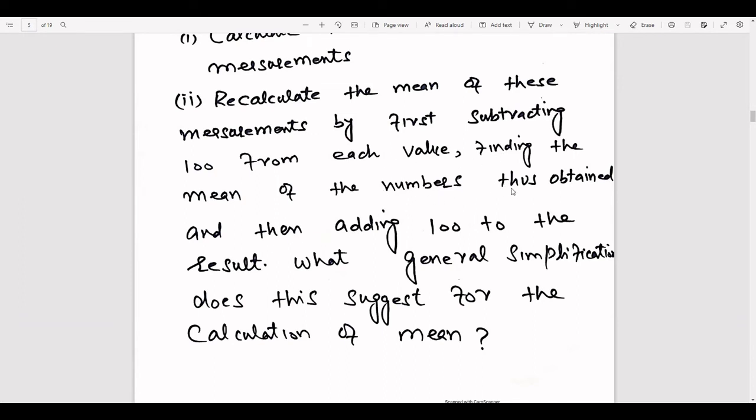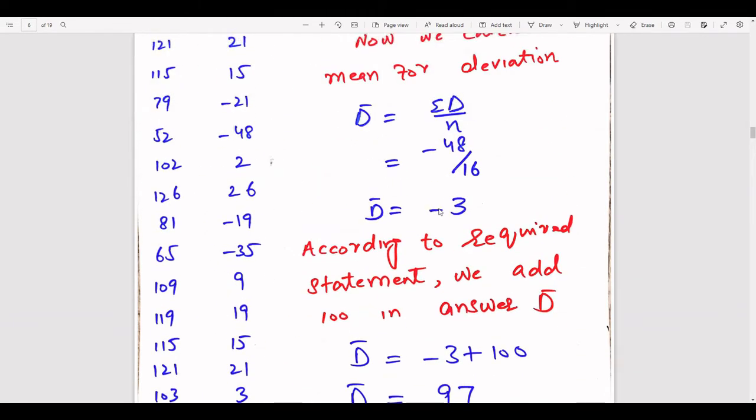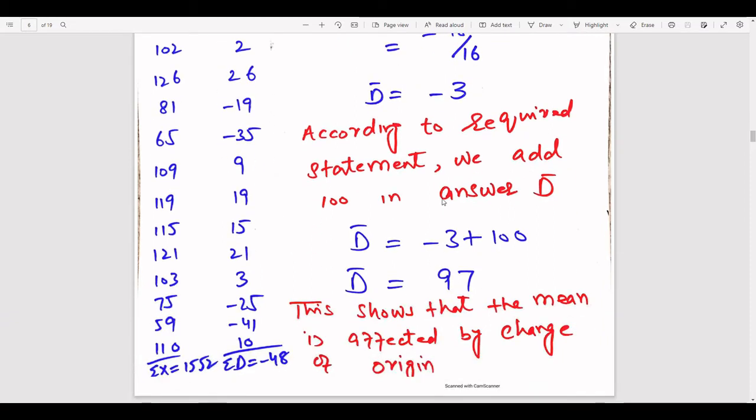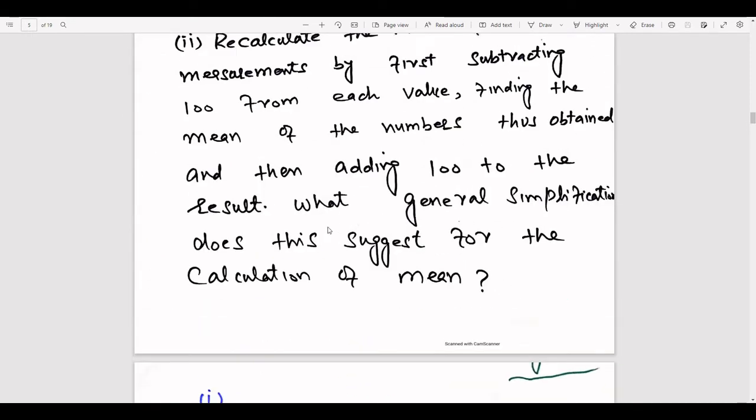Finding the mean of the numbers thus obtained and then adding 100 to the result. After calculating the mean, d bar is equal to the sum of d over n, which is minus 3. According to the required statement, we add 100 to the answer. Minus 3 plus 100, the result is 97. So the deviation-value mean is minus 3, and after adding 100, the result is 97.